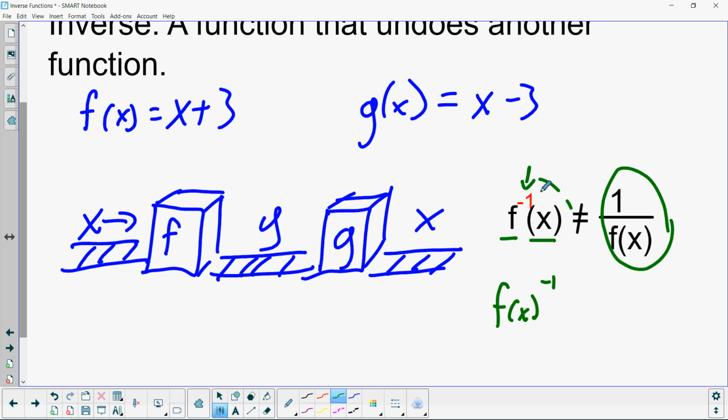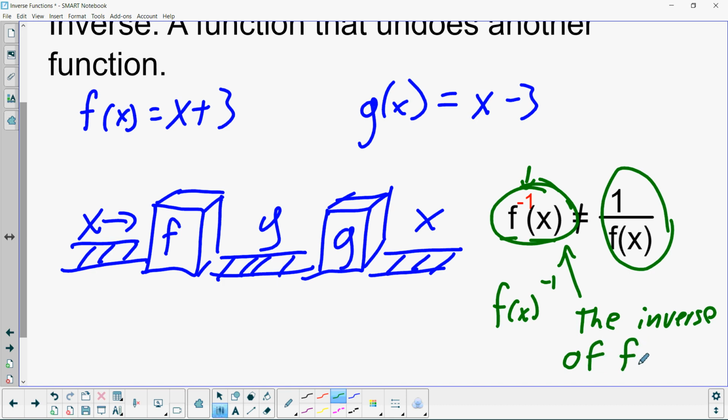The way you would say this out loud, if you're talking to a college professor and you want to sound intelligent, is "the inverse of f." So if you see this little -1, do not go to your exponent rules. It's just notation letting you know this is the inverse of f, or the function that will undo the f function.